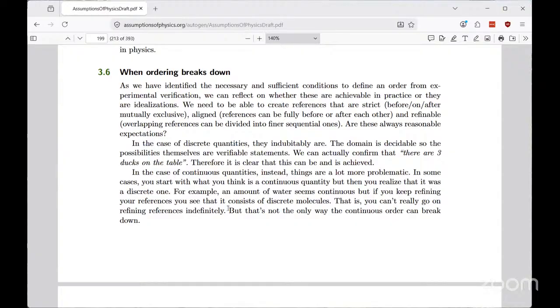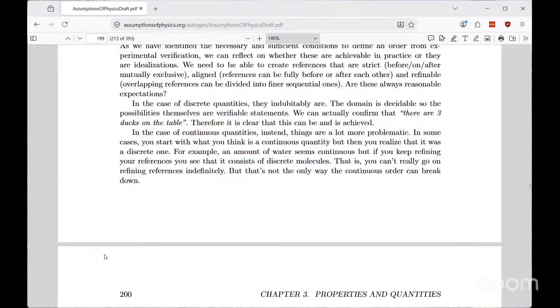In the case of discrete quantities, they indubitably are. The domain is decidable, so the possibilities themselves are verifiable statements. We can actually confirm that there are 3 dogs on the table. Therefore, it is clear this can be and is achieved.